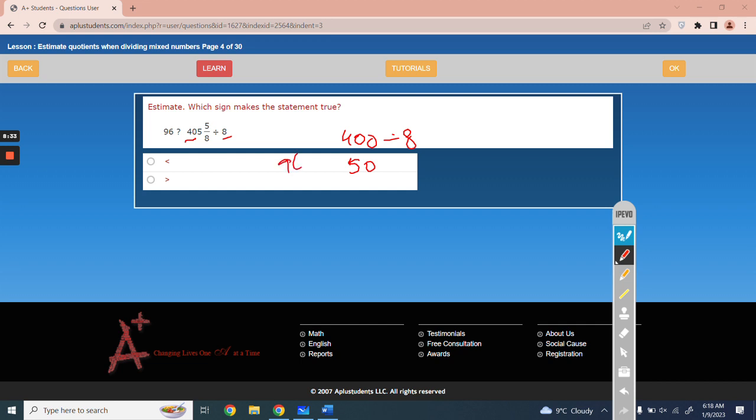Now we have to compare this number to 96. So is 96 greater than 50 or less than 50? It is greater than 50. So option number 2 is the correct option. So just select the correct option and click on the OK button.